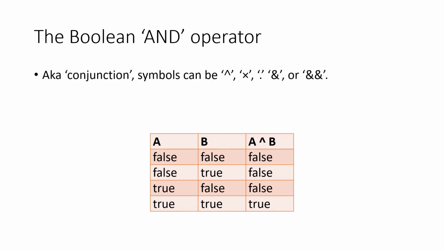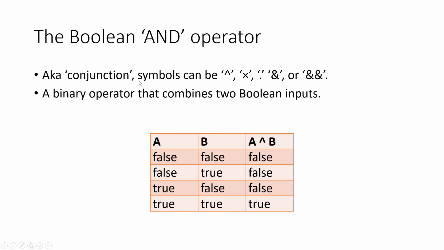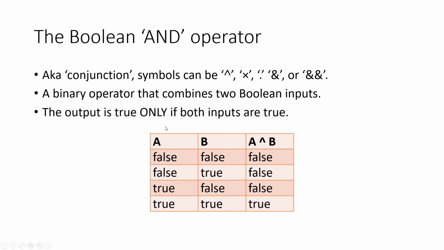We've also got an operator called the AND operator, also called the conjunction. Symbols used there could be the caret, sometimes an X, a dot, an ampersand, sorry, or in the language I tend to use, it's double ampersand. So this is a binary operator. It takes two inputs, and the output, A and B, is only true if both inputs are true.